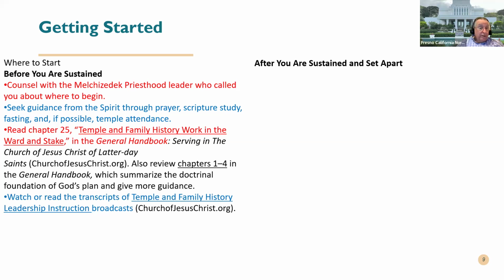And then they also recommend that you watch or read the transcripts for, I believe there's 8 now, Temple and Family History Leadership Instruction broadcasts. These are those meetings that are held with RootsTech. And you can find them over on churchofjesuschrist.org. And they're all listed there. And you can view all 8 of them if you want. Most recent ones, of course, are the most important ones for us right now.